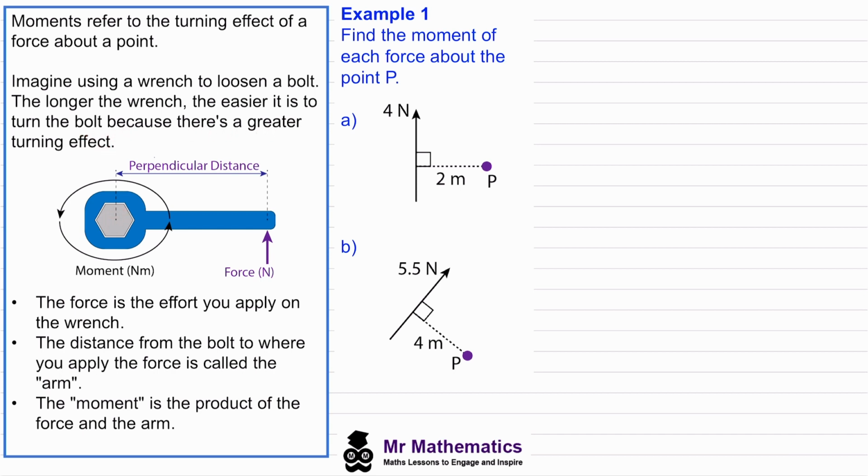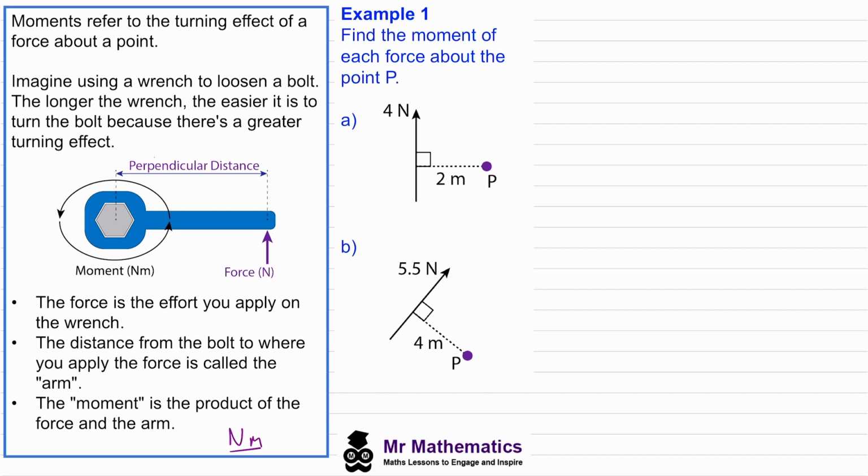So we have our bolt and our wrench, and the force is the effort you apply on the wrench. And the distance from a bolt to where you apply the force is called the arm. So we have our arm here, force being applied in this direction, and you can see that the force is being applied at a perpendicular angle to the arm. And the moment is the product of the force and the arm. So this is why moments are measured in Newton meters, because we multiply the force by the distance.